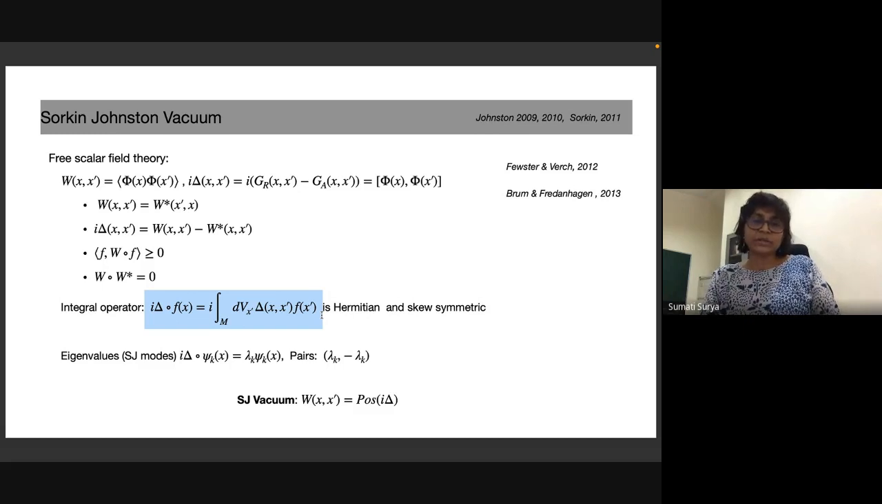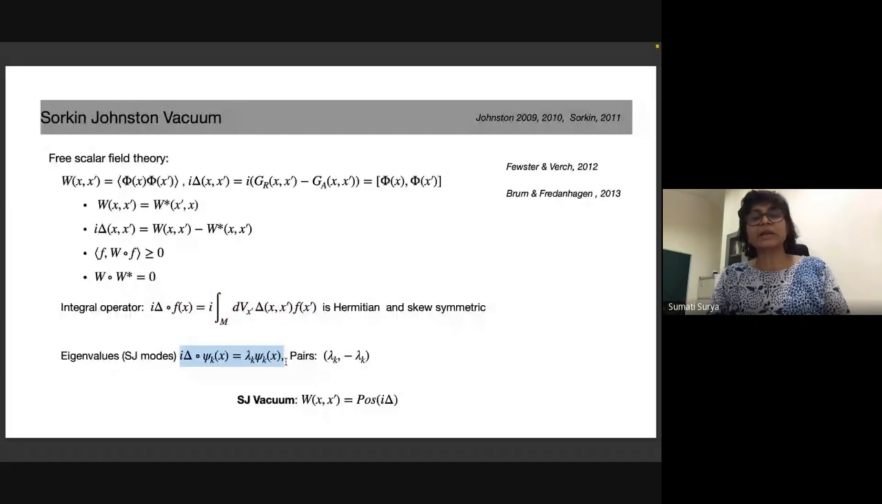Because it's Hermitian, it's a self-adjoint operator, so you can use its eigenvalues, what we call the SJ modes, to do a mode decomposition. And that mode decomposition, if you like, defines for you the vacuum. And because of the skew symmetric part, the eigenvalues of i delta come in pairs. The SJ vacuum is basically that state, that two-point function, which comes from the positive part of i delta. And it's therefore uniquely defined.